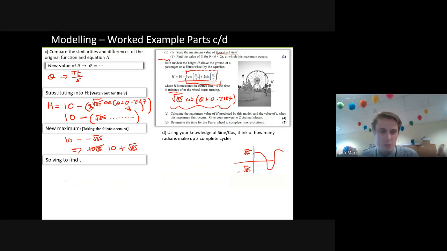Okay, well, you probably just want to solve at this point. So you're saying that the height equals 10 plus root 85. So that's the value. And we're saying it needs to be equal to the expression, which is 10 minus root 85 cos of theta plus 0.2187. So in other words, you need to solve this one here.